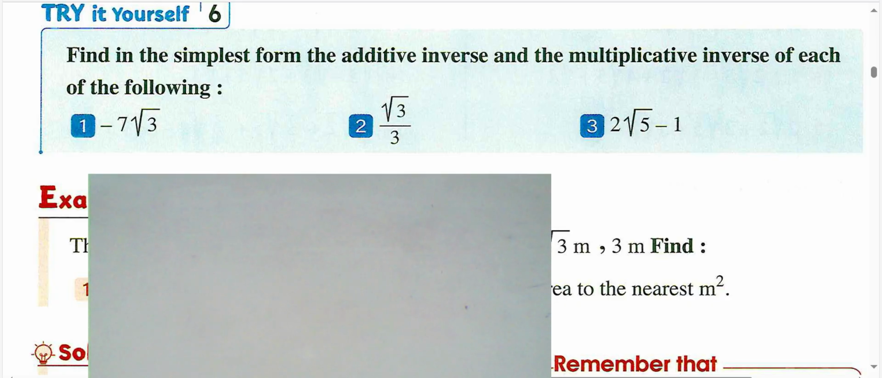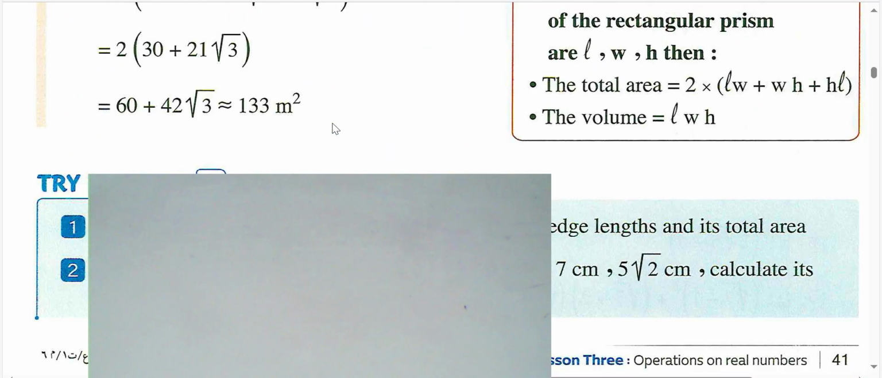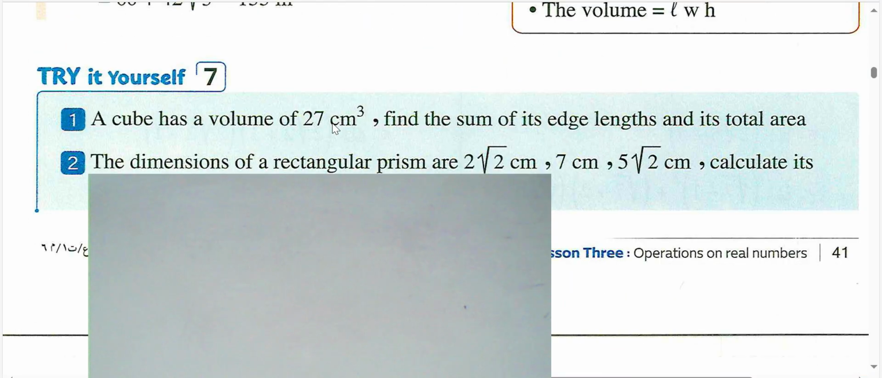Okay, understood? Next question. Try it yourself. Finish. Okay, next question. Shelf number 7. The cube has a volume of 27 cubic centimeters. Find the sum of each length and its total area. Okay, this is question number 1.